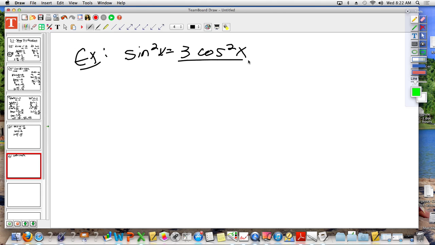So I divide both sides by the cosine squared. Is that sine squared supposed to be an x? Yes.